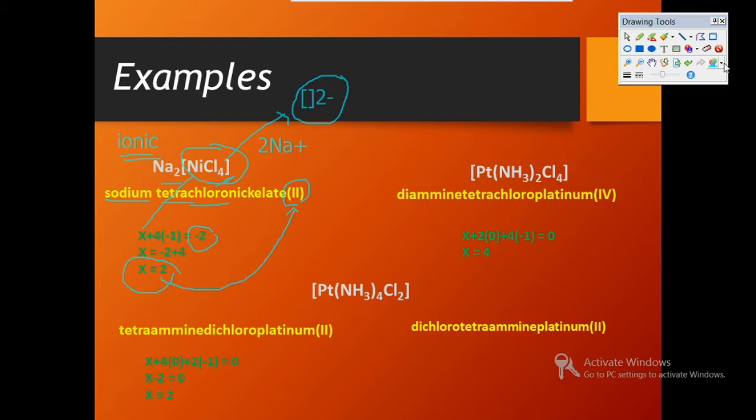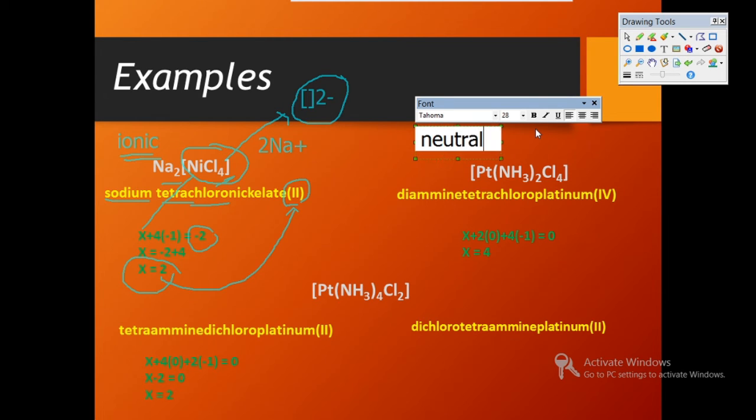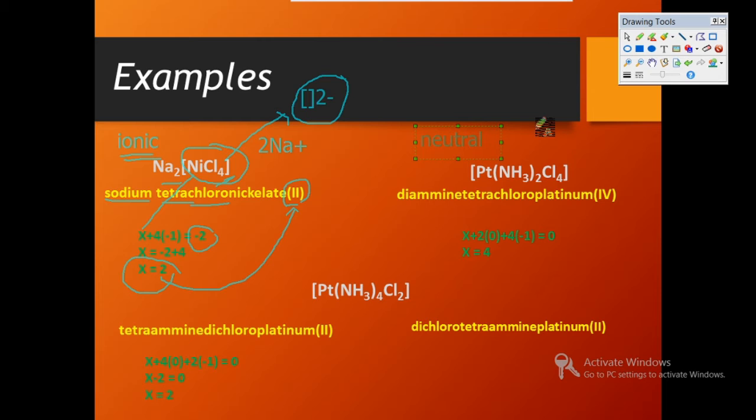Now we look into the second example, that is Pt(NH3)2Cl4. So the first question is whether this is a neutral complex or an ionic complex. Here you see there are no atoms present before and after the coordination part. Therefore this is a neutral compound, and therefore the overall charge here is 0.